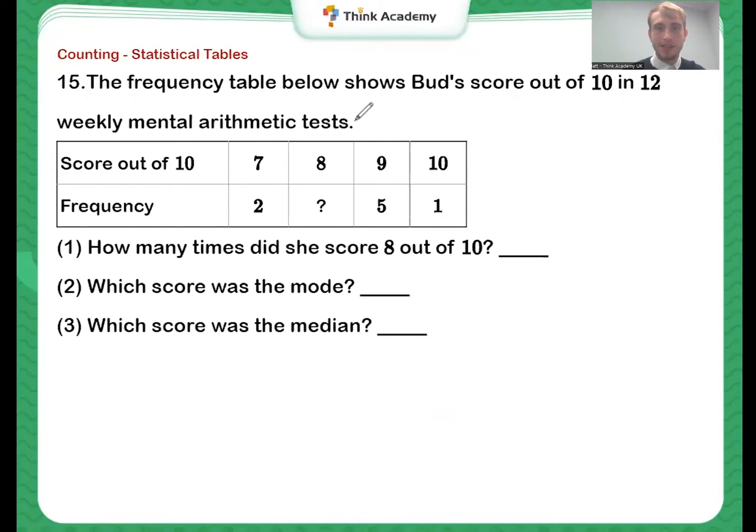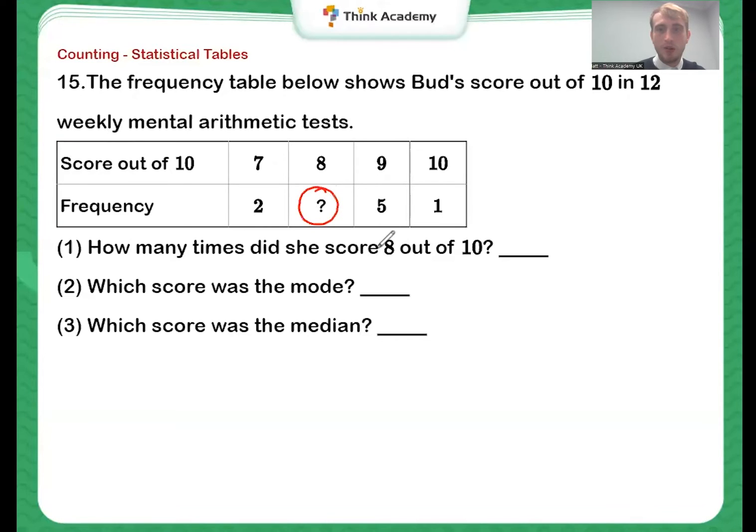Okay, so this is a table showing the scores in 12 tests. So the first part is we need to understand what this table means. On the top, you've got the scores, 7 out of 10, 8 out of 10, 9 out of 10, 10 out of 10. The frequency is the number of times these scores appear, the number of times people scored them. So 2 people scored 7, some number of people scored 8, 5 people scored 9, and 1 person scored 10. So how many times did you score 8?